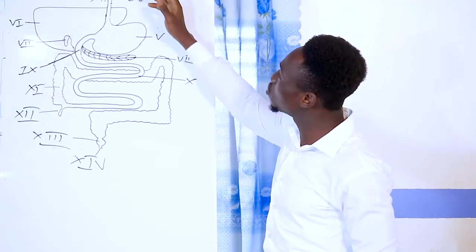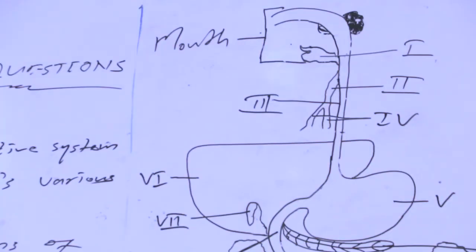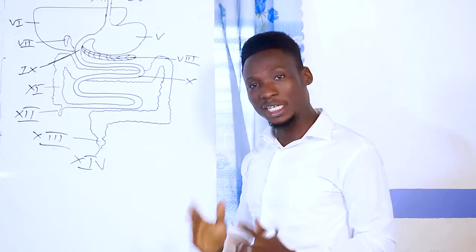Okay, then the next one we have here, that is II. The II is what we call the trachea, okay? Most referred to as the windpipe by many people, okay? That is the windpipe or the trachea.